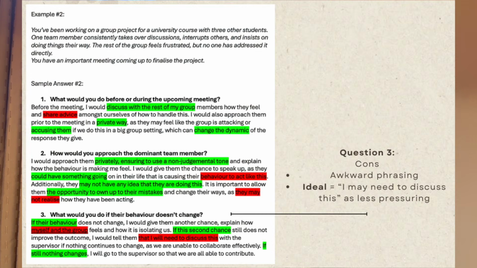And just very quickly, finally, there is definitely some clunky phrasing here that I would much rather rewrite, such as I simply say, explain how myself and the group feels. Another very vague statement because I was running out of time. I mention again very directly that I would need to raise this with the supervisor, and I would probably rephrase this to say that I may need to raise this with the supervisor, as it does come off a bit less pressuring. So those are my 2 realistic examples.